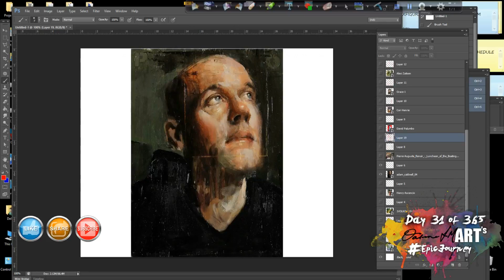Okay, here we have Adam Caldwell. Now, Adam Caldwell paints a lot of portraiture, and you can see he's done a very similar thing to Grace Korte here, where he's actually framed that face with very dark elements all the way around it to draw our eye into that face.